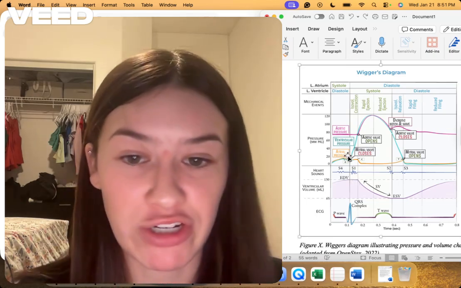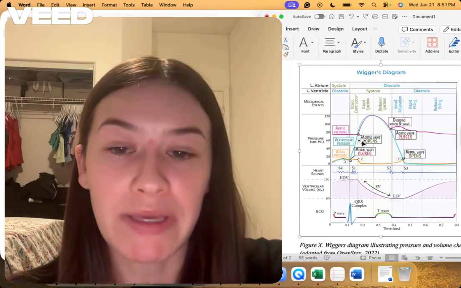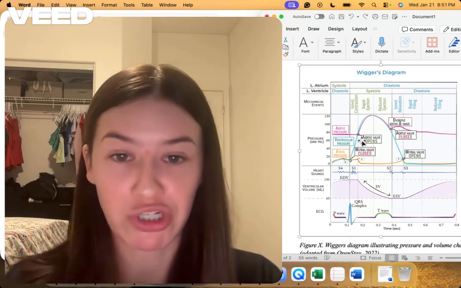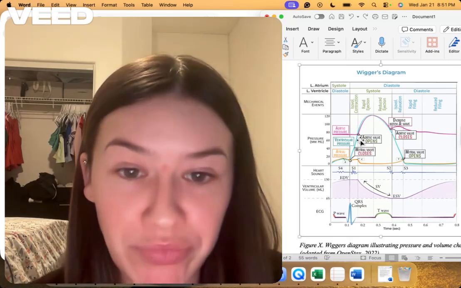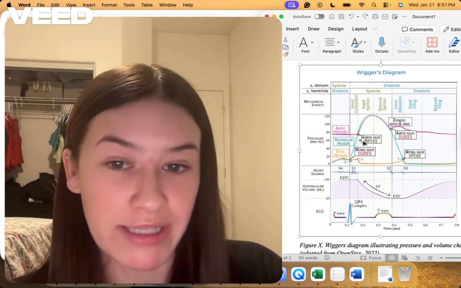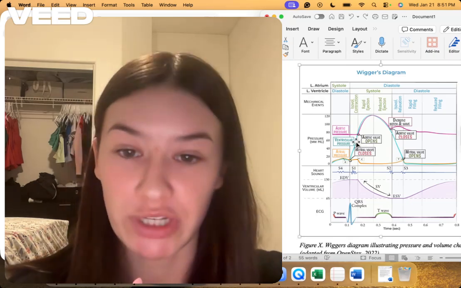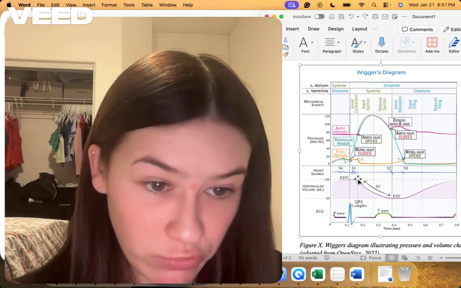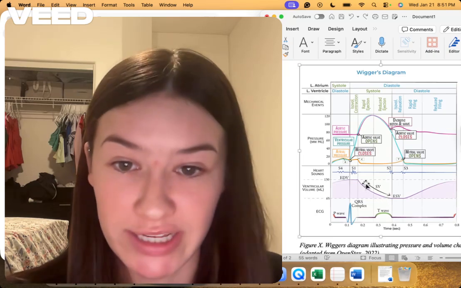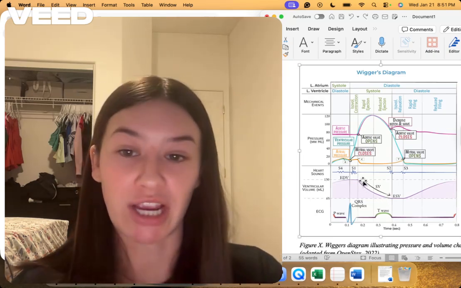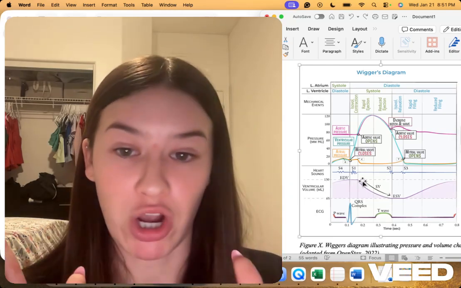Next, we have the ventricular ejection. The aortic valve opens because once the ventricular pressure exceeds aortic pressure, which we saw right here shoot up, the aortic valve opens and blood is ejected into the aorta. So ventricular volume decreases right here. The amount of blood ejected is the stroke volume. This is the main pumping phase of the heart.